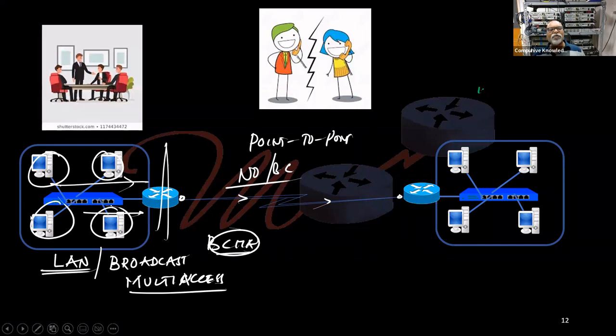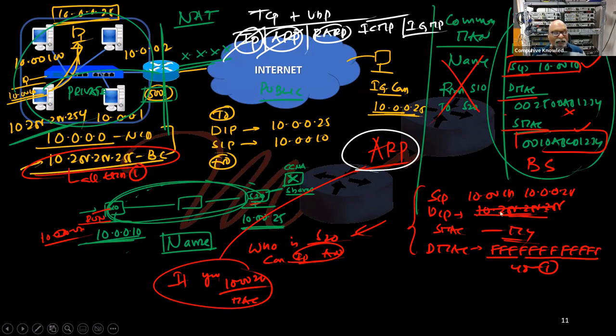Right? Every time a computer wants to communicate with another system, it will send a broadcast. That is why, the whole concept I'm explaining to you is, why the last IP address and last MAC address are reserved? Because they need to use them for the purpose of broadcasting.